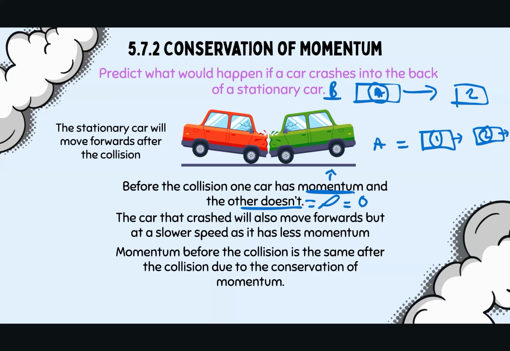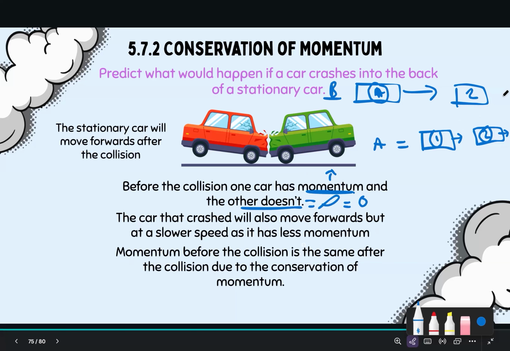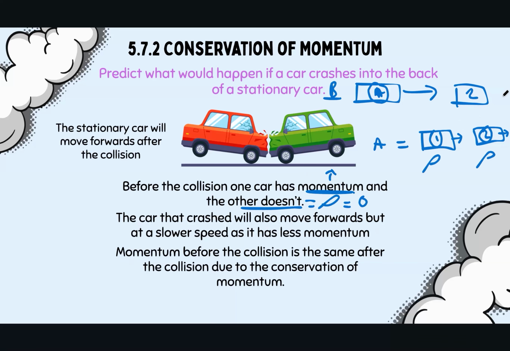Momentum before the collision is the same after the collision due to the conservation of momentum. So if we worked out the momentum of car 1 and car 2, it would equal whatever the momentum of car 1 was initially. I'm not adding car 2 there because the momentum of car 2 we know would be 0 because it's not moving.